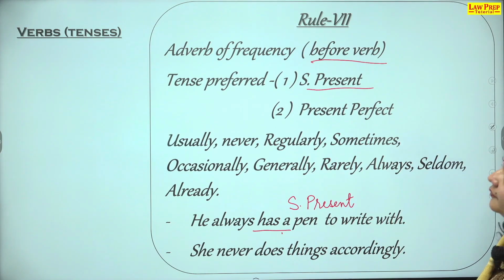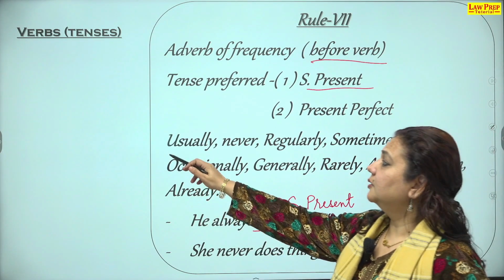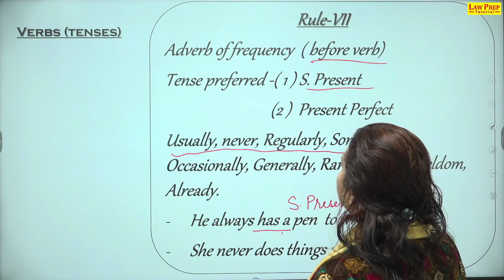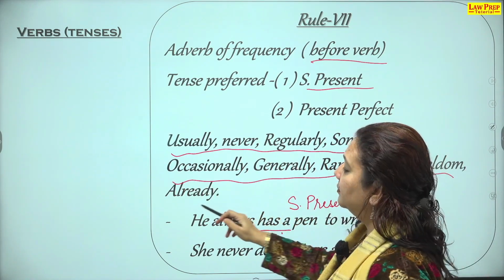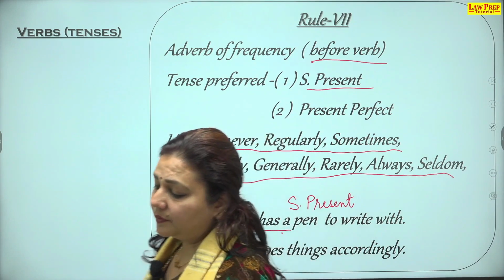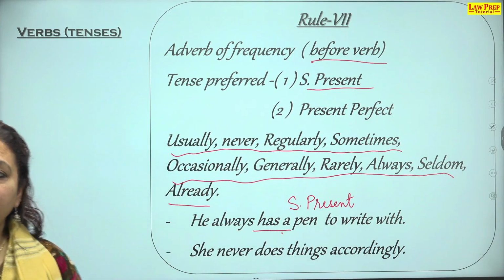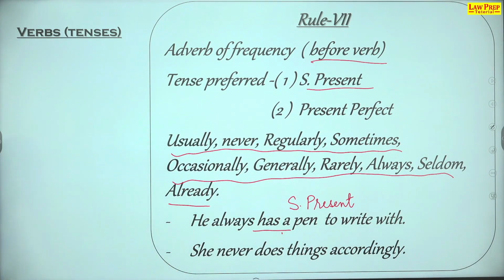So which adverbs of frequency are there? Usually, never, regularly, sometimes, occasionally, generally, rarely, always, seldom, already. These are all adverbs of frequency and with them we will use the tense, that is either simple present or present perfect.